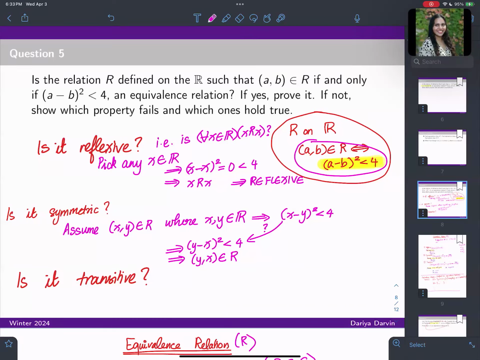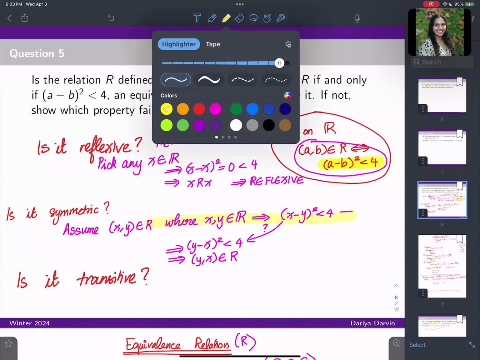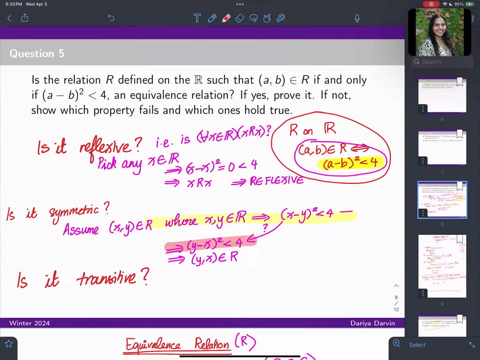What do you think? So this is what I have. I have the stuff in yellow. The question is, can I go from the yellow to the orange highlighted to fill in the blanks? If yes, that means we finished the proof. If not, then there's something missing and we need to do the counterexample. So I have x minus y the whole square is less than 4. Is it true that y minus x the whole square is less than 4?